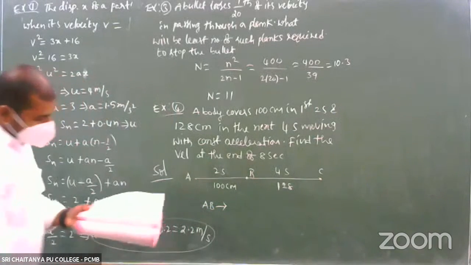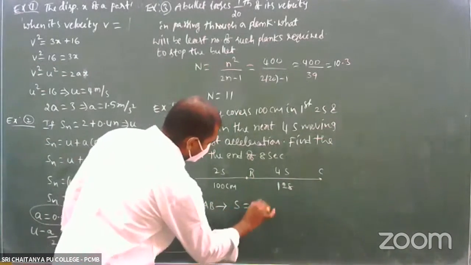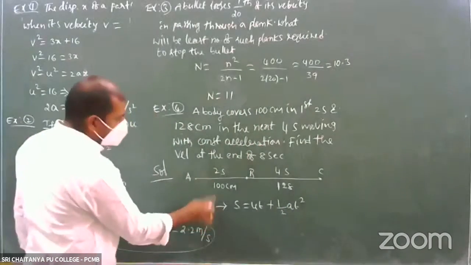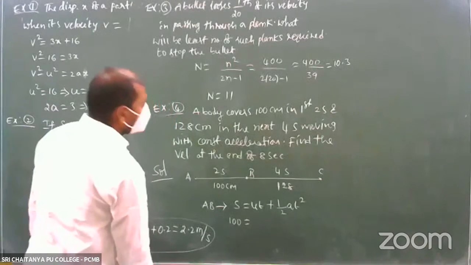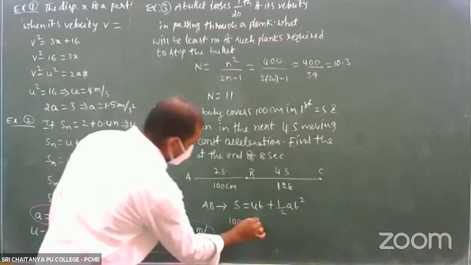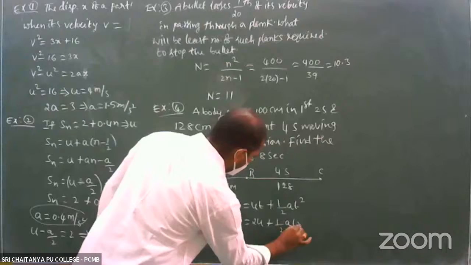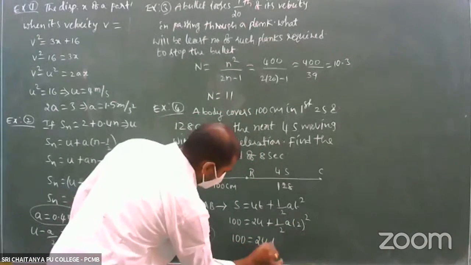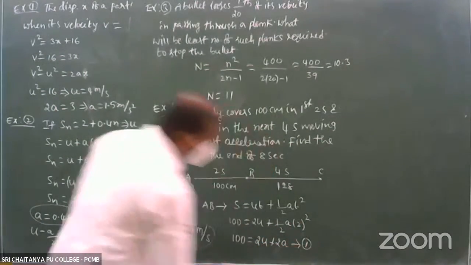For the journey from A to B, use this equation: S is equal to UT plus half AT square. A to B distance is 100 centimeter. U is not given, T is given, 2 seconds. 100 is equal to 2U plus half A T square, 2 square, that is 100 is equal to 2U plus 4 by 2 A. You will get 2A, equation 1.